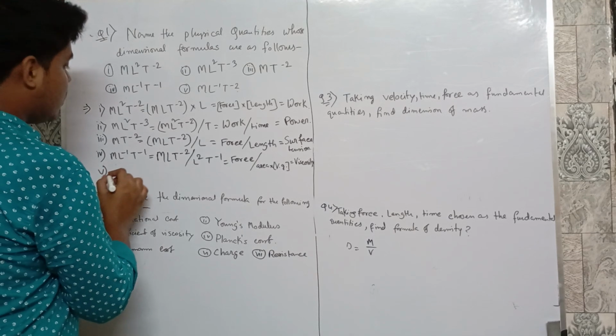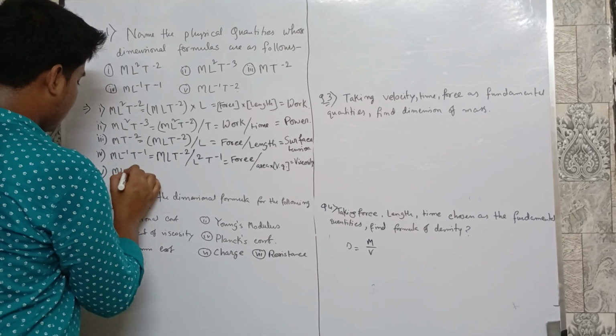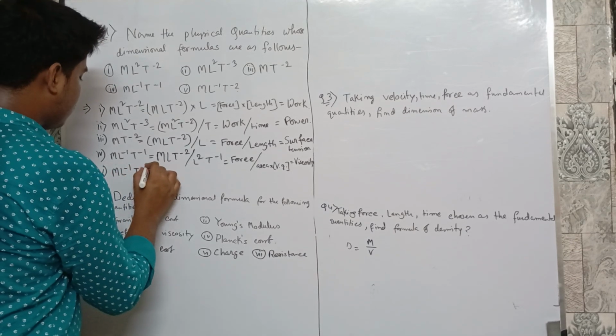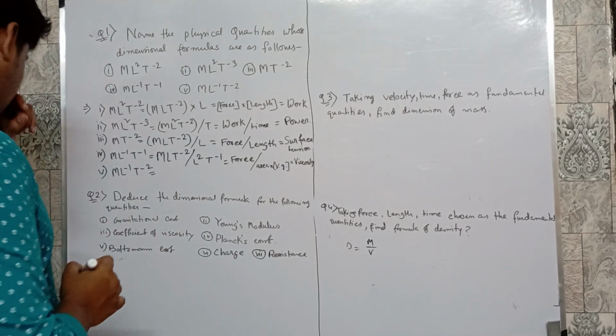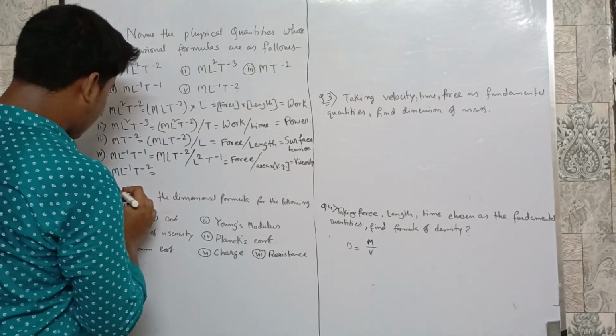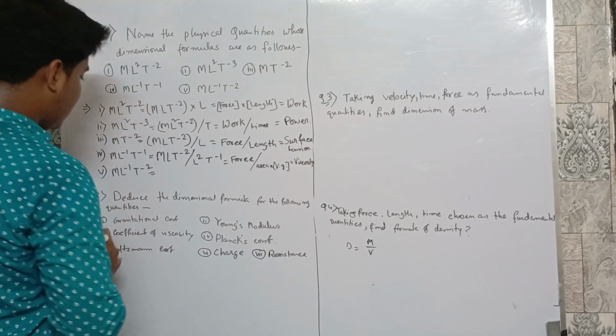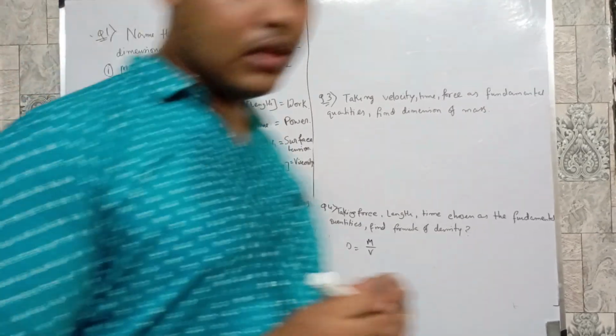Another is M L minus 1 T minus 2. So this is what? This is basically, there is a formula.